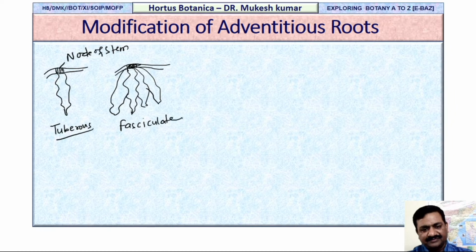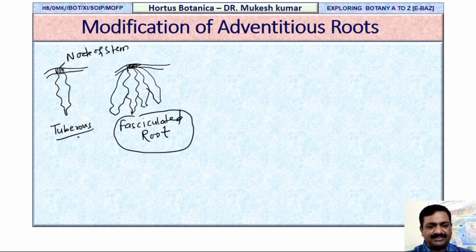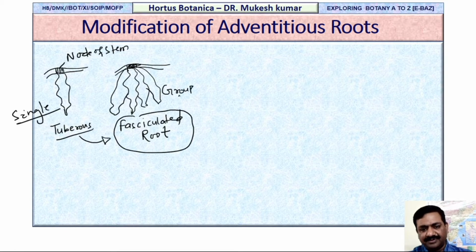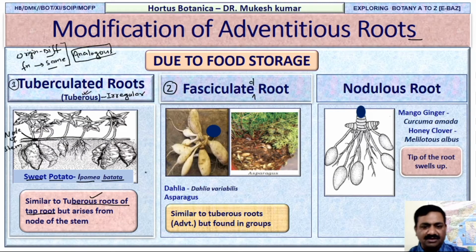So if they are in group, these are called as fasciculated root. Fascicle means group, tuft, isn't it? So you can say grouped tuberous root is called fasciculated root, right? Or single fascicle, you can't use this term because fascicle means group. So you can say individuals of fasciculated roots are called tuberous root. So mind well, in general it's single, right? And it is found in tuft or group. Okay. Now got this example.